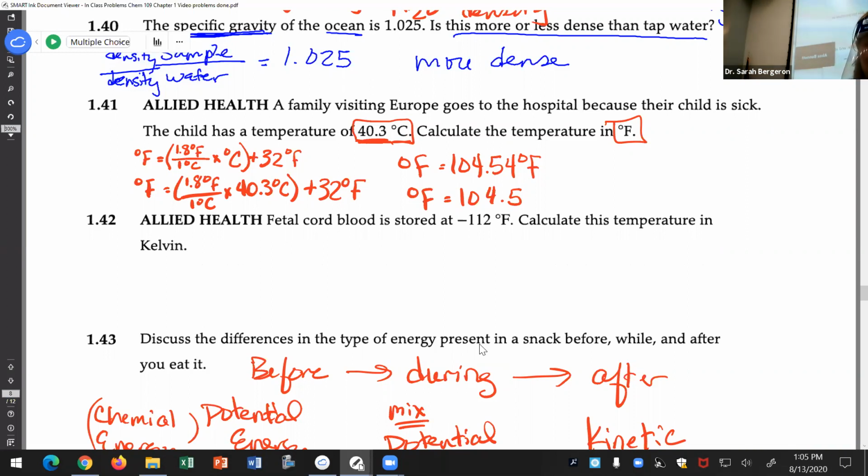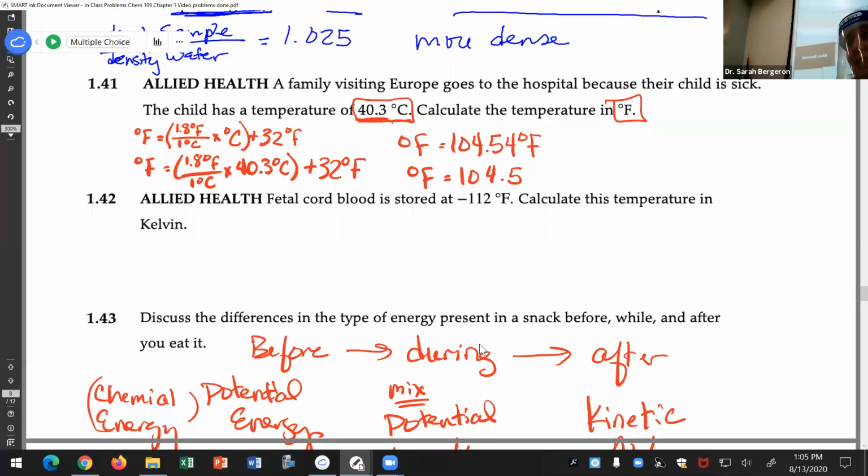Besides how to actually do it. Okay, so Fahrenheit is, in my book, the F word. We don't use Fahrenheit, but that's what we're all used to. So here, fetal cord blood is stored at negative 112 degrees Fahrenheit. Ooh, terrible, it's just giving me the chills saying the F word. Calculate this temperature in Kelvin. How do we go from Fahrenheit to end up at Kelvin? We have to go to Celsius and then Celsius to Kelvin. So be careful with that.